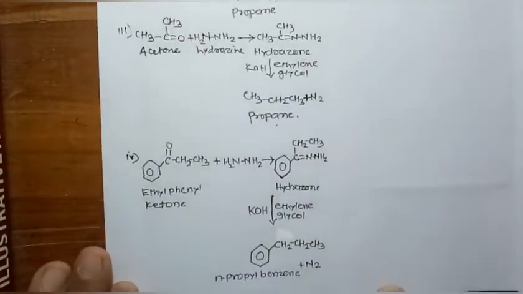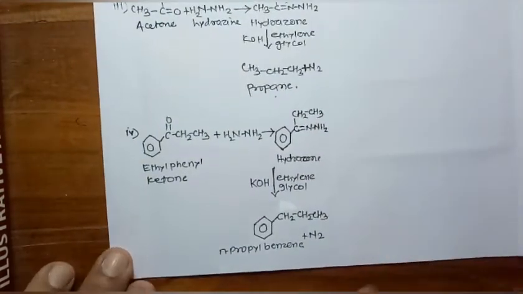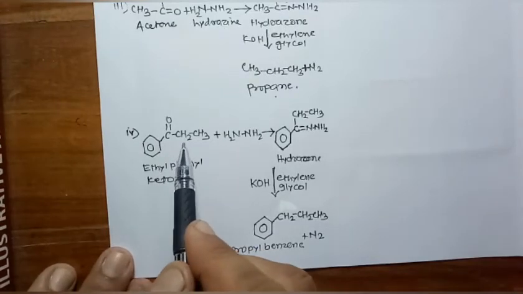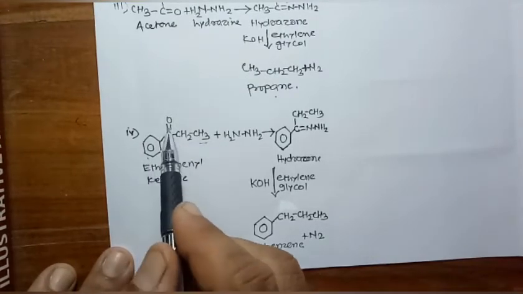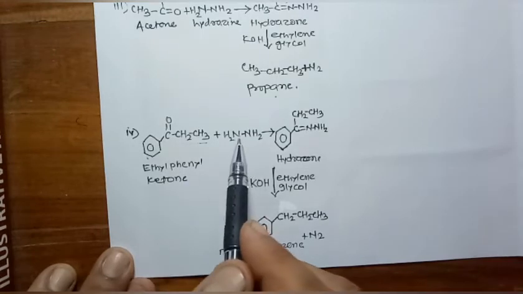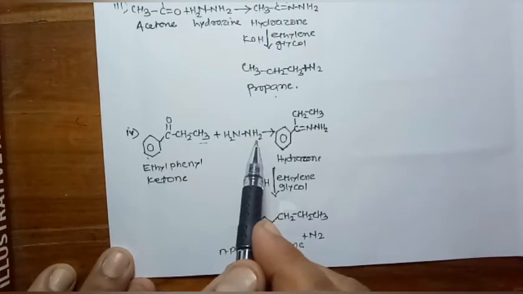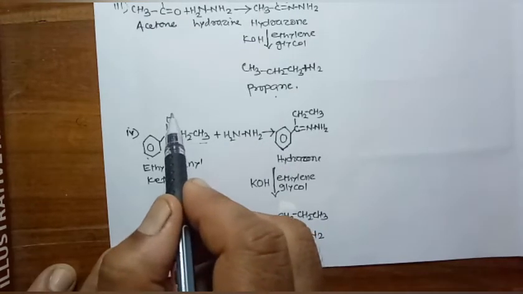I have taken one more example from ketones, that is ethyl phenyl ketone. Here it is the ethyl group, it is the phenyl group, and it is a ketone, ethyl phenyl ketone. NH2 bond NH2 is hydrazine. The reaction is here now.